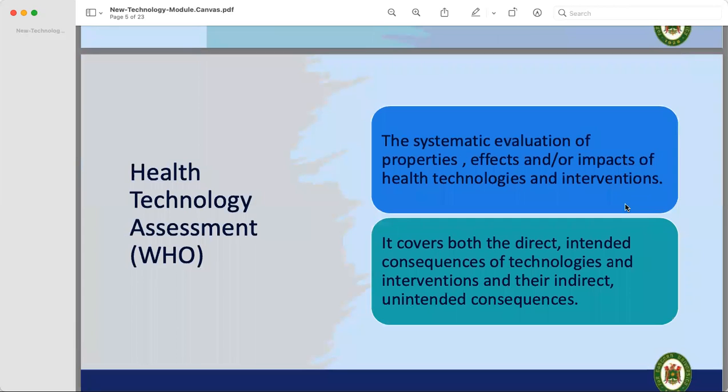Now, according to WHO, there is a need for health technology assessment. So what is health technology assessment? Health technology assessment is the systematic evaluation of properties, effects, or impacts of health technologies and interventions. And it covers both the direct intended consequences of technologies and interventions and their indirect unintended consequences. Right?